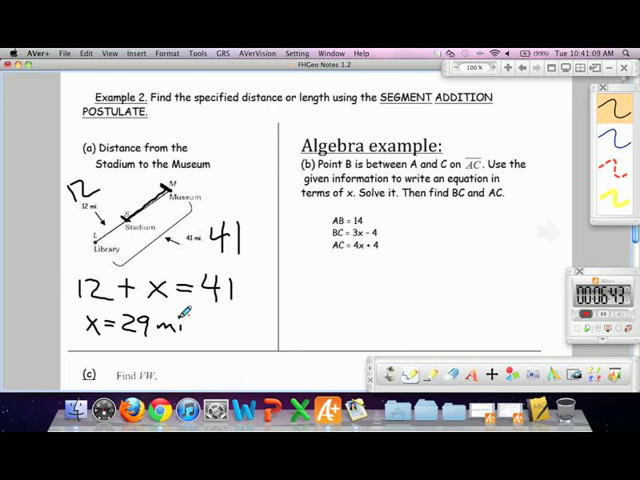There's an A, and C is somewhere down here. B is in the middle somewhere. I'll draw it like right here, because it might not be right in the middle. It might not be in the midpoint. It might be somewhere else.